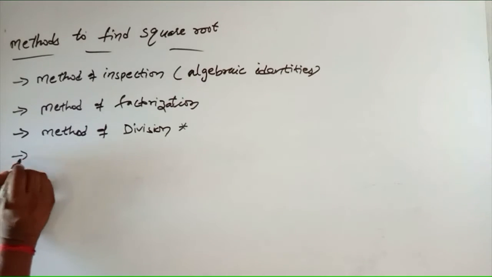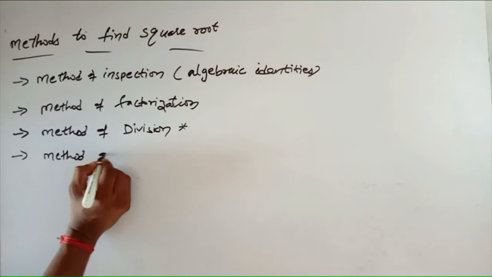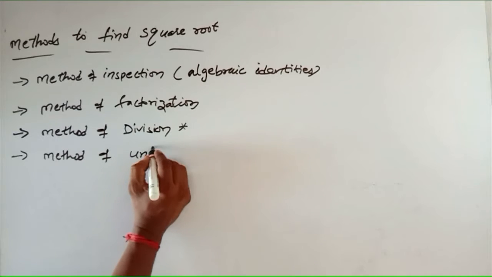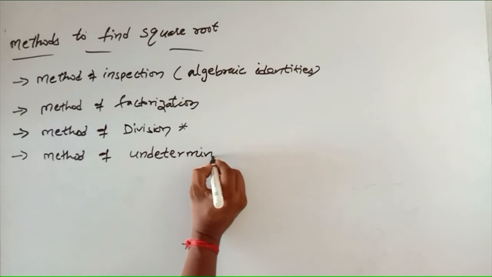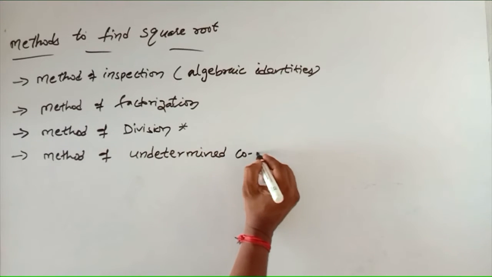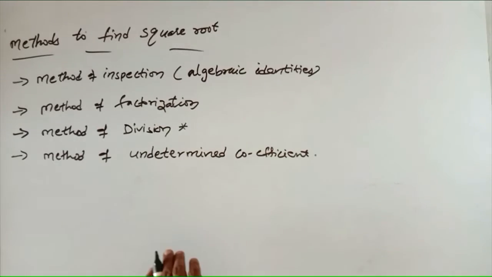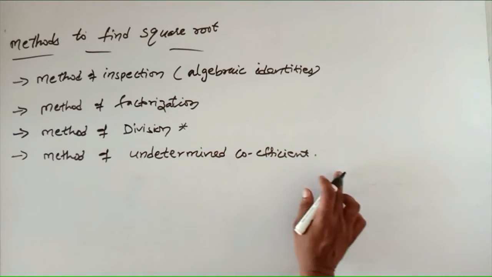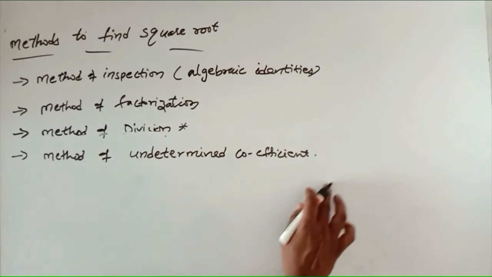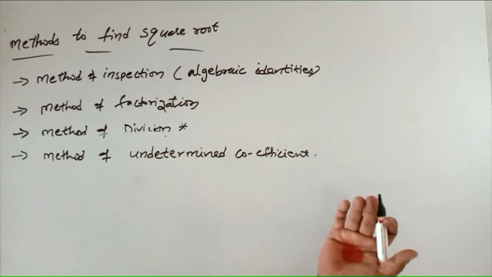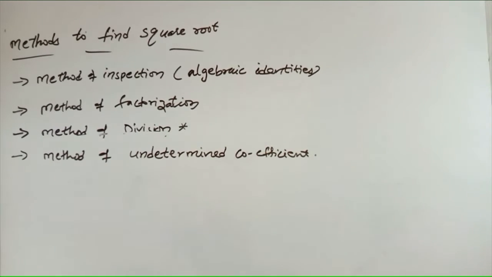And the last one is the method of undetermined coefficients. In this method we are going to think of one formula or one statement, then we are going to equate that polynomial to that one, and we are going to find the square roots. That is called undetermined coefficients.